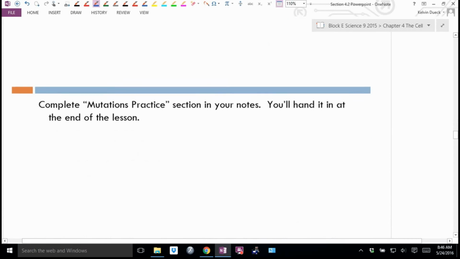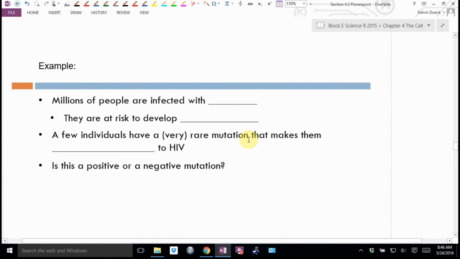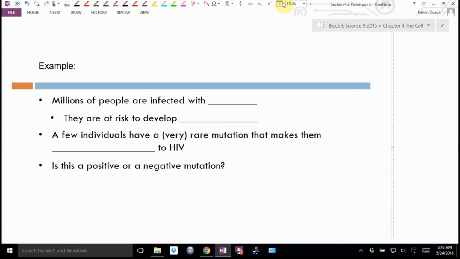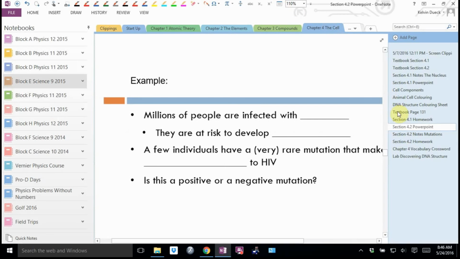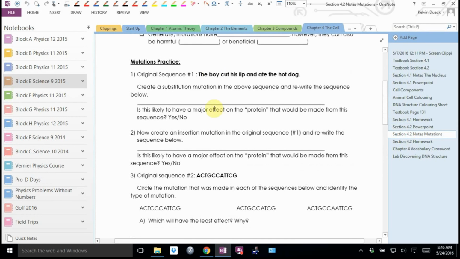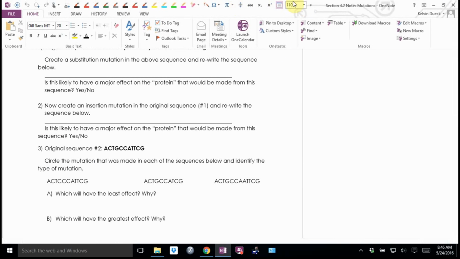I wrote here, complete the mutations practice section in your notes. You'll hand it in at the end of the lesson. We're going to do it together here right now. Let me go like this. Let me find your notes, Mr. Dewick. So here is the mutations practice. Let me make this a bit bigger.